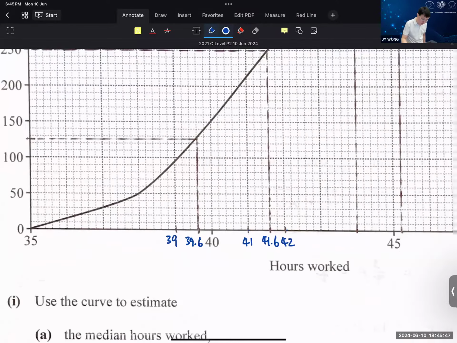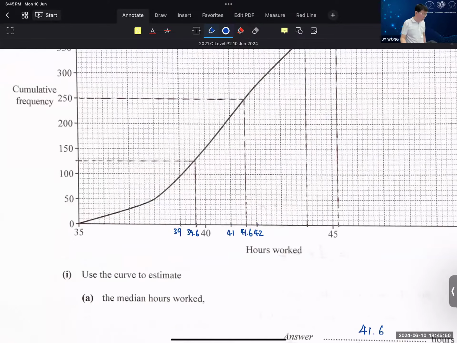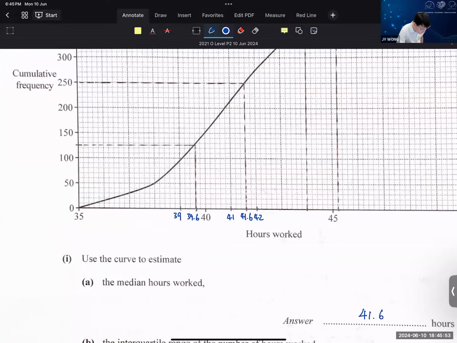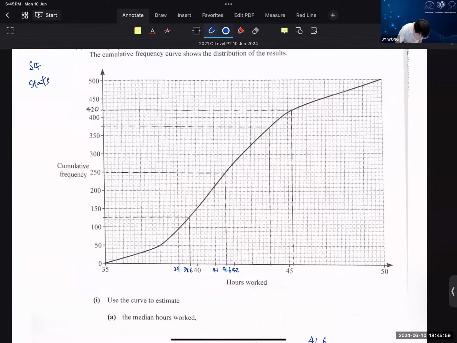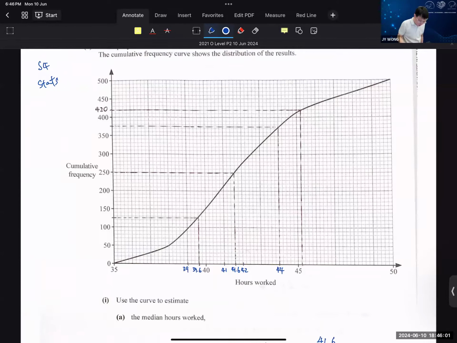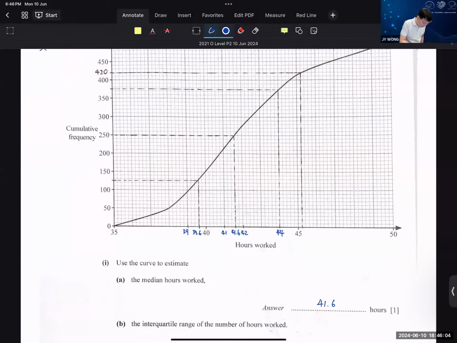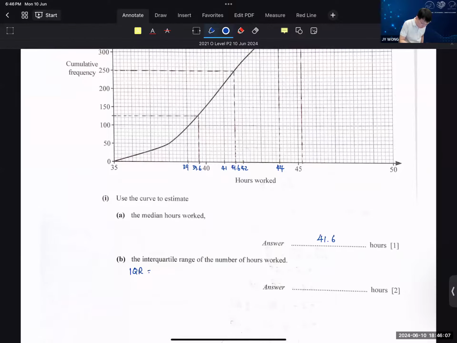So your lower quartile is 39.6 and your upper quartile is 44. Okay, and therefore IQR equals 44.0 minus 39.6 to give me 4.4. Okay, it's a 2-mark question, so obviously you must show the working.